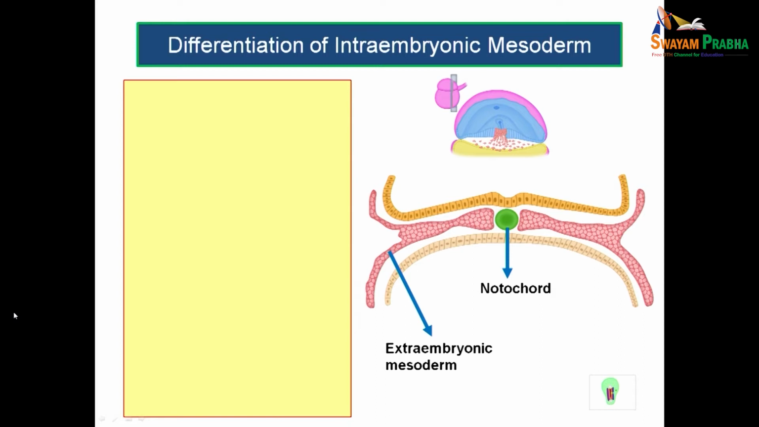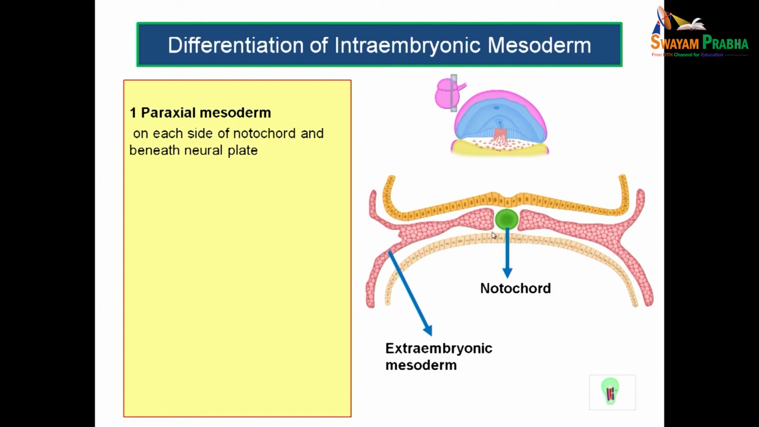So, let us see the differentiation of intraembryonic mesoderm. We have already seen that a germ disc consists of 3 layers: the ectoderm, endoderm and intraembryonic mesoderm. Let us see what are the changes happening to the intraembryonic mesoderm. The intraembryonic mesoderm is differentiated, the first one, as the paraxial mesoderm. What do you mean by the paraxial mesoderm? This is ectoderm, this is endoderm, and in between you have the mesoderm. Since it is within the embryo, you call this mesoderm as intraembryonic mesoderm.